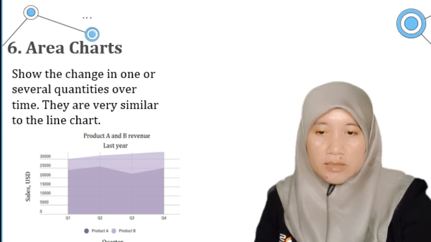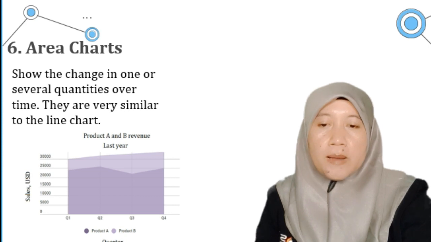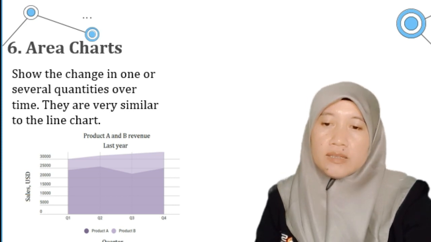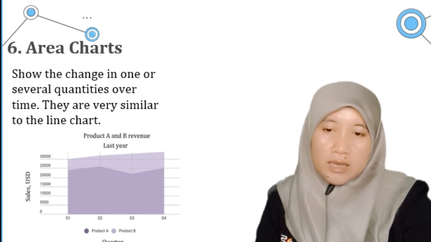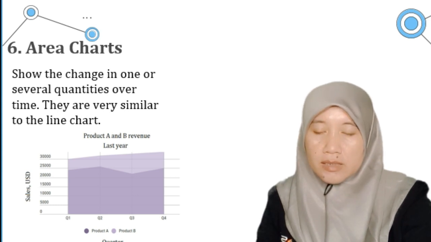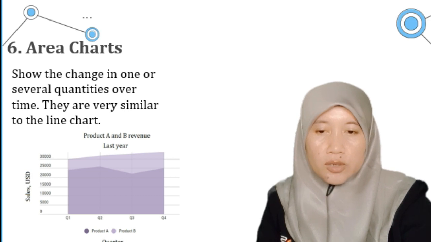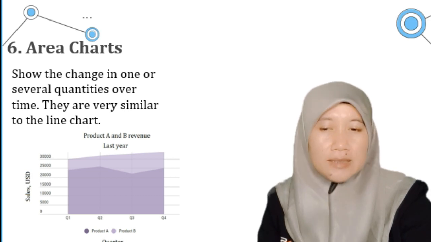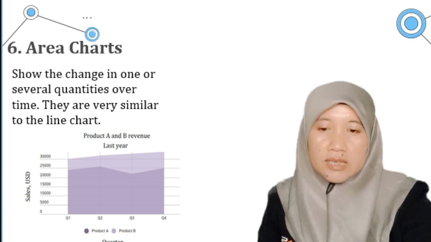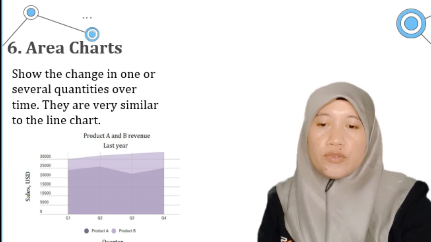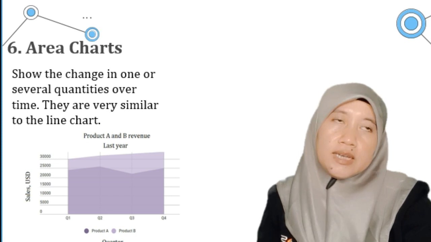This picture shows the quarterly sales for product categories A and B for the last year, and this area chart shows you a quick comparison of the trend in the quarterly sales of product A and product B over the period of the last year.